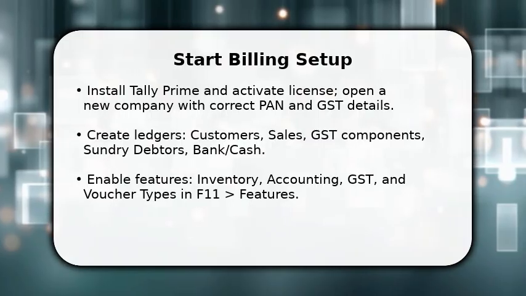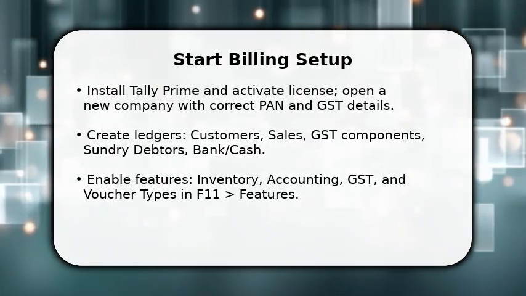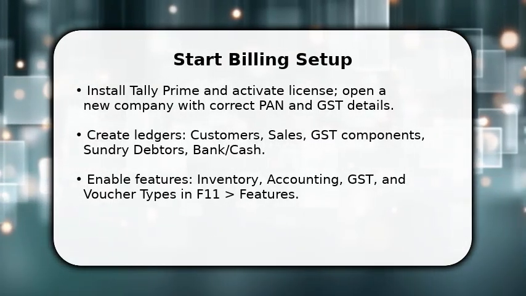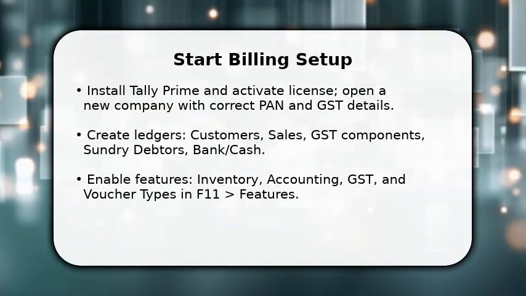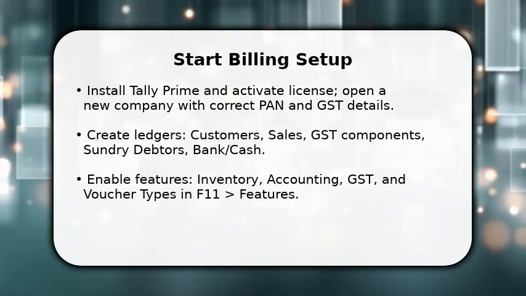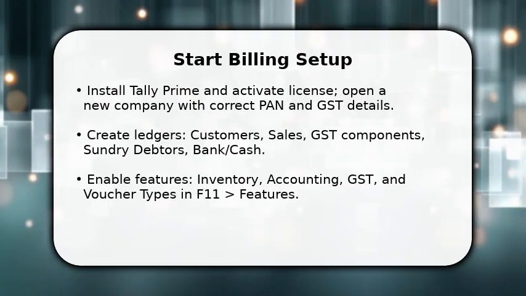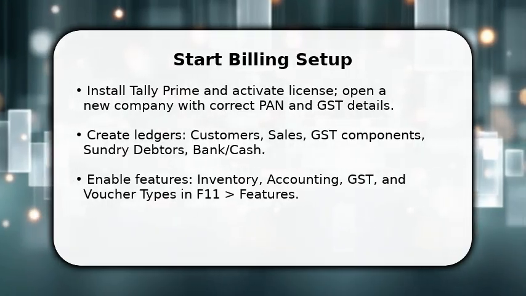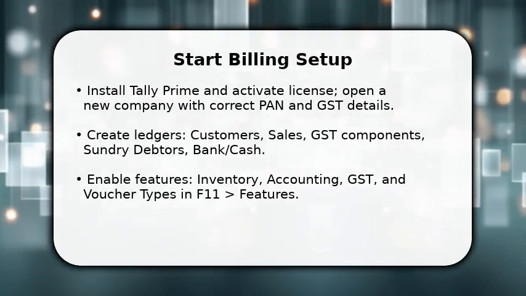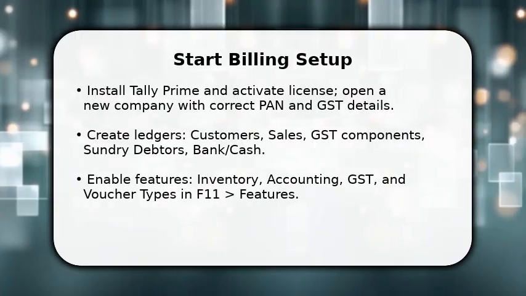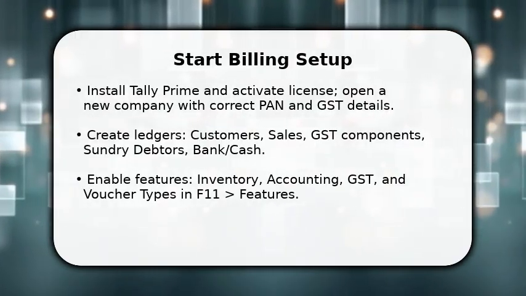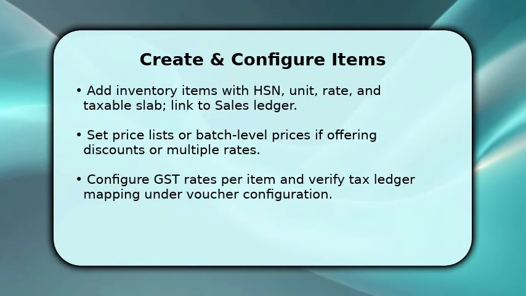First, make customer ledgers with GSTIN and contact info, then configure sales ledgers with proper tax rates. Once done, set up voucher types for sales and credit notes, and enable inventory units if you bill by quantity. Make sure to define number formats and invoice numbering in accounts info so your bills print consistently. This saves corrections later.